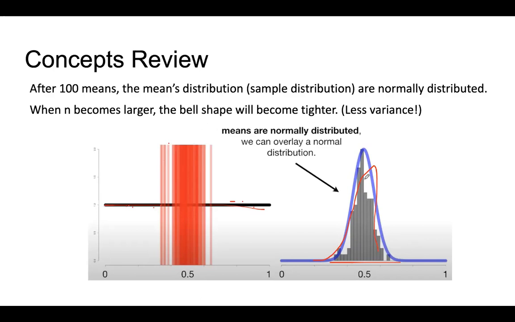So the bell shape will be a little bit tighter. If you try only 20 times, the bell shape looks like this, or it doesn't look like a bell shape. It has a weird shape. But if you try so many times, like 100 or 1,000 times, it should be a perfect bell shape.